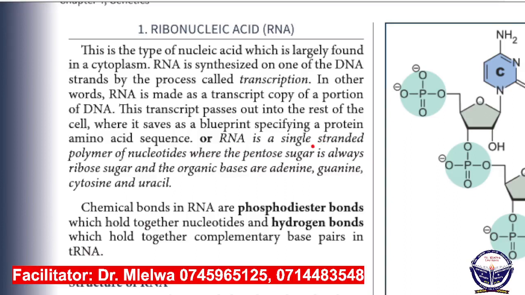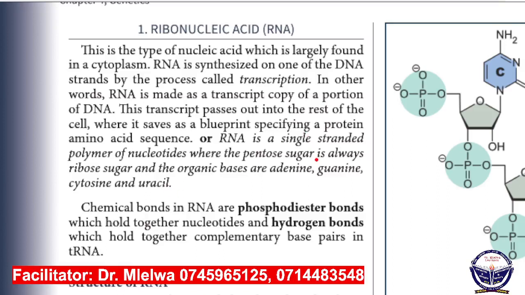RNA is the single-stranded polymer of nucleotides, where the pentose sugar is always ribose and the organic bases are adenine, guanine, cytosine, and uracil. This is the simple way to explain or to define RNA, that it is the single-stranded polymer of nucleotide. Kwanza nyeni single-stranded polymer of nucleotide, manake nucleotide zimeungana. Kwenye kipindi kilichopita tulidiscuss nucleotide ni kitu gani.